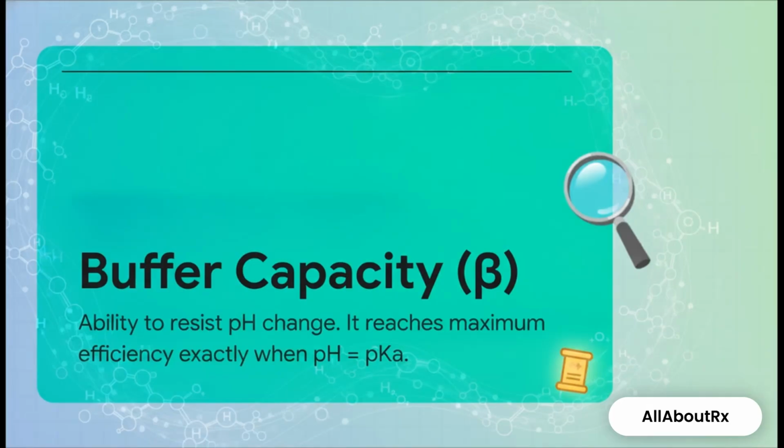We actually measure the strength of this defense using buffer capacity, which is represented by the Greek letter beta. Buffer capacity is just a measure of how well that buffer resists a change in pH. Now remember our golden rule from a minute ago, that 50-50 midpoint? Buffer capacity actually reaches its maximum absolute peak effectiveness exactly when the pH equals the pKa. That's when the buffer is strongest and most efficient at preventing things like tissue irritation.